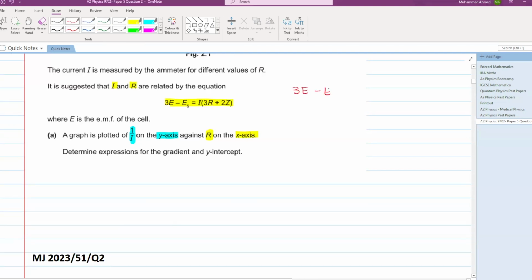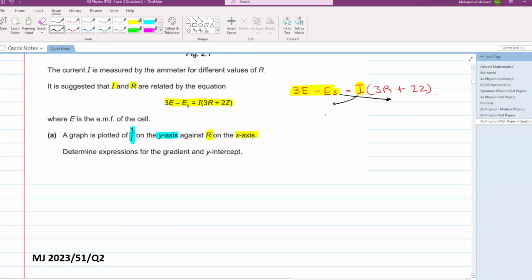3E minus Es is equal to I(3R plus 2Z). This is 2Z, not Z and Z, sorry for my writing. Now, first of all, you have to make sure that 1 over I is on the y-axis. So what will you do? You will take this current and divide it here. Secondly, you will take 3E minus Es and divide it in the denominator here.